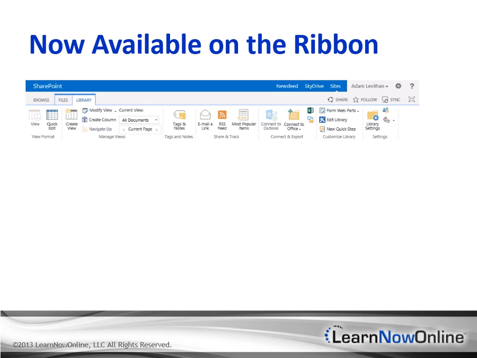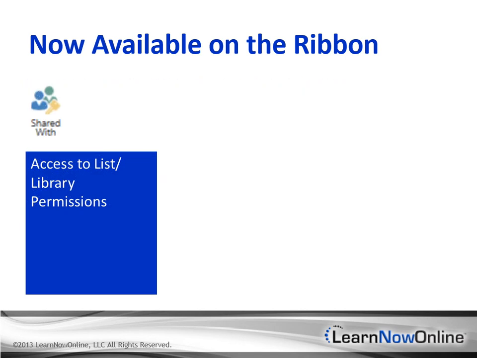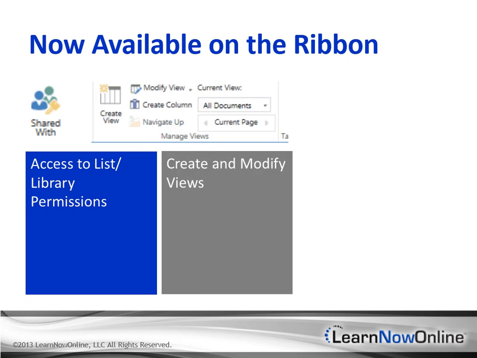There are three main categories of items that will show up in the ribbon. First, you'll have access to be able to manage who the list or library is shared with. Second, you'll be able to create and modify views. These are different pre-built ways for other users to be able to look at the information. I really like to think about these as mini reports. Imagine you have a start date and end date. You would be able to group items by the month that they're due and show them rapidly to the users.